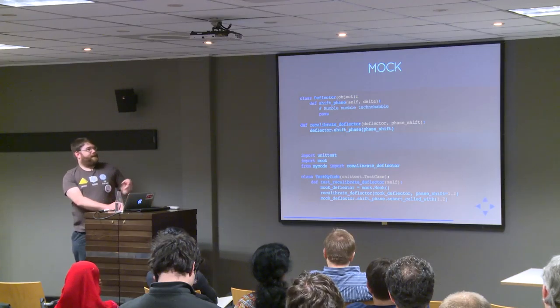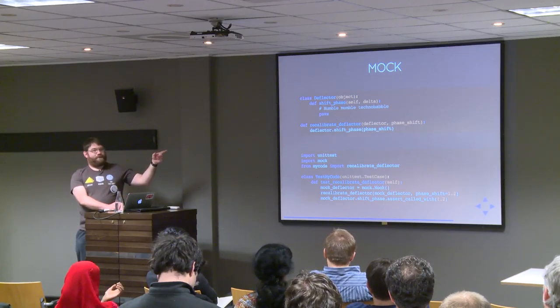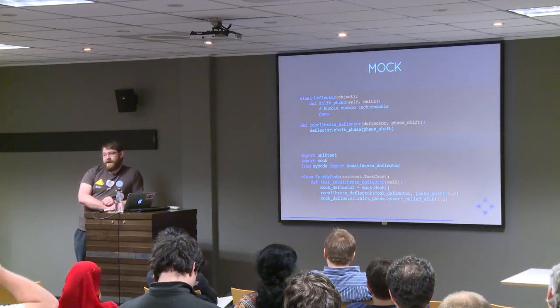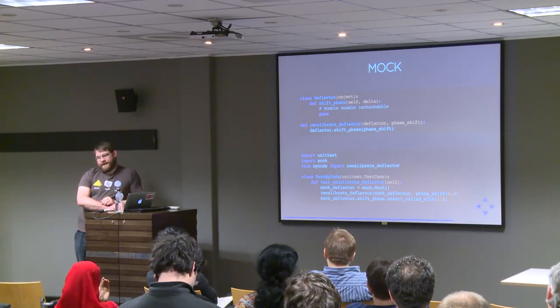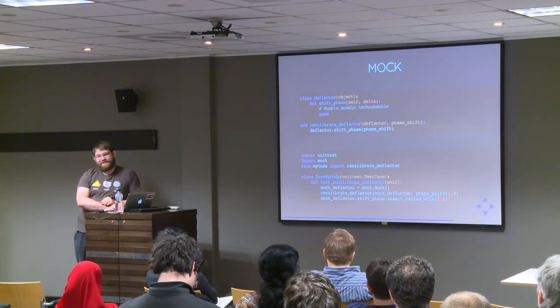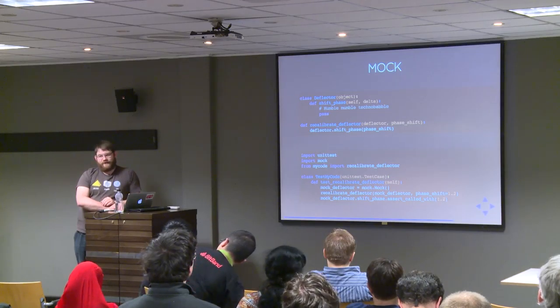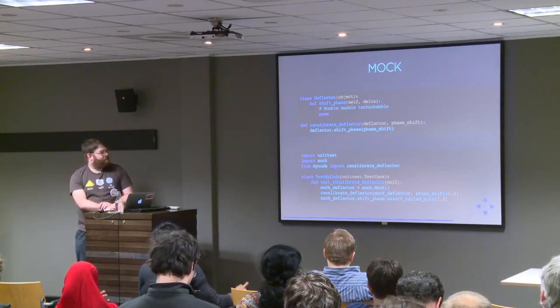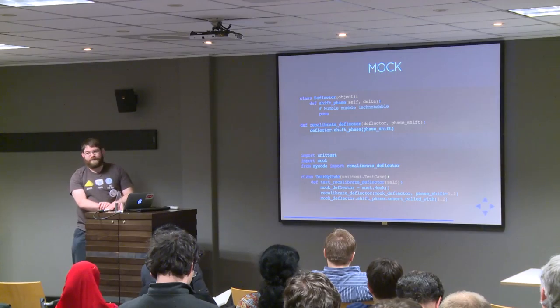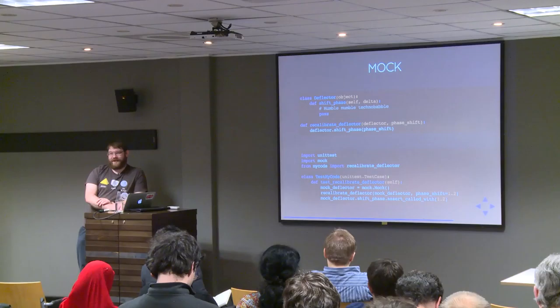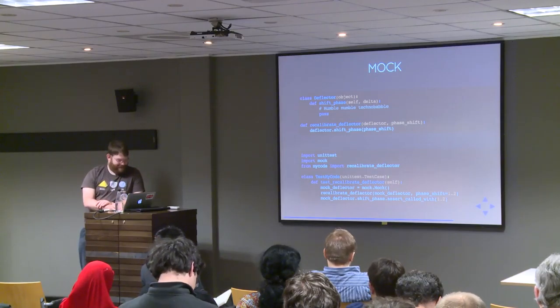But what happens if you add another non-optional parameter to the shift phase method? Your test continues to pass, but your production code will break because your mock and your implementation have diverged. So you have to be really careful about using mocks in this way. There are places where it's useful, but in general, I've found that every time I've used them, I've run into trouble at some point.